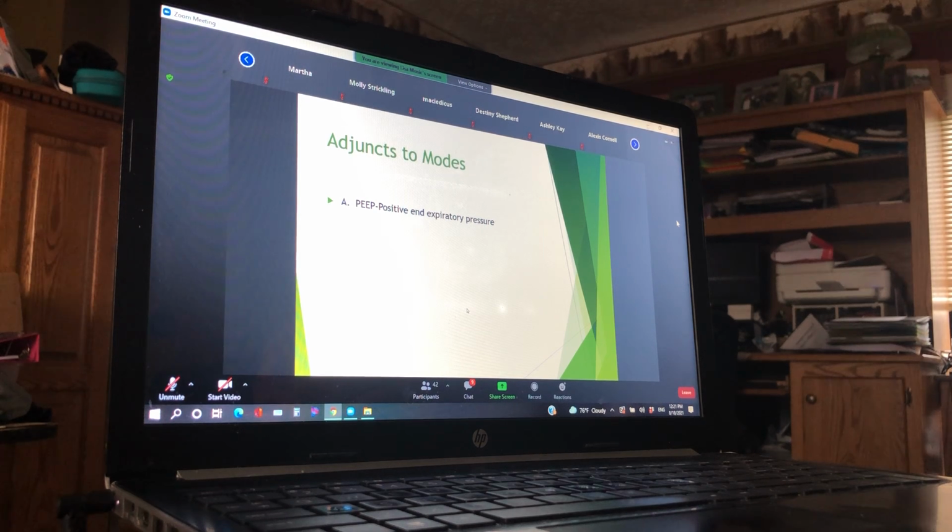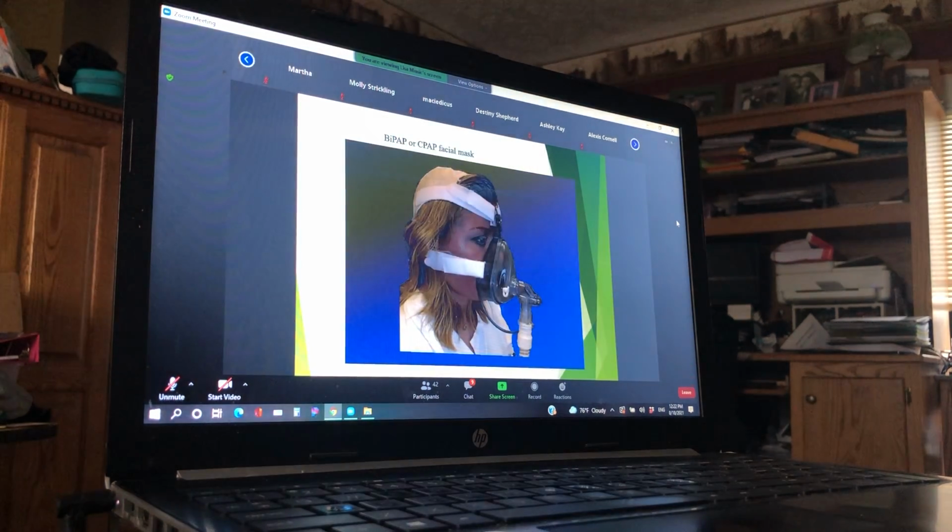All right. That's PEEP. CPAP, you know that one, continuous positive airway pressure. Again, they don't have to be tubed for that, but they can add it to the tube itself. Here's your BiPAP or CPAP.